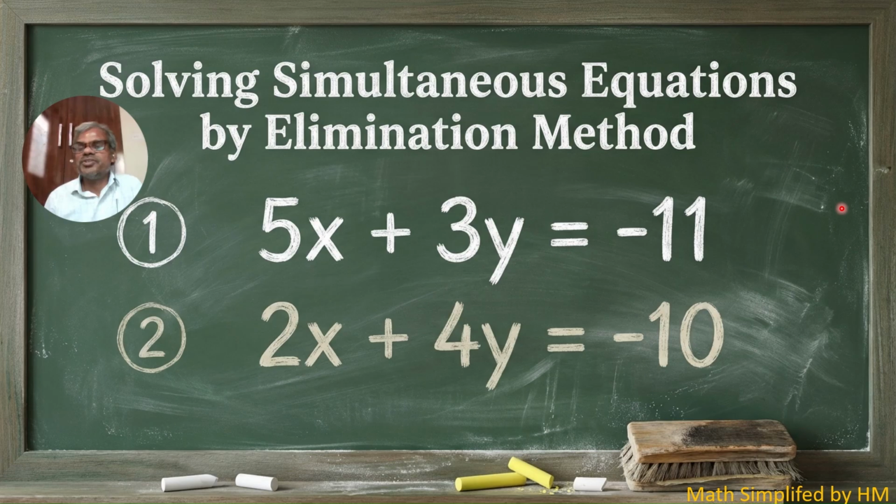Let us consider a simultaneous equations pair with 5x plus 3y is equal to minus 11 as equation 1, and 2x plus 4y is equal to minus 10 as equation 2. This is a pair of simultaneous equations. We use the elimination method to solve this.